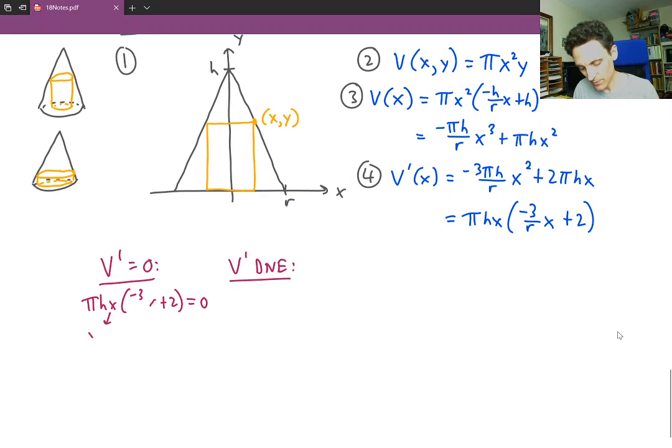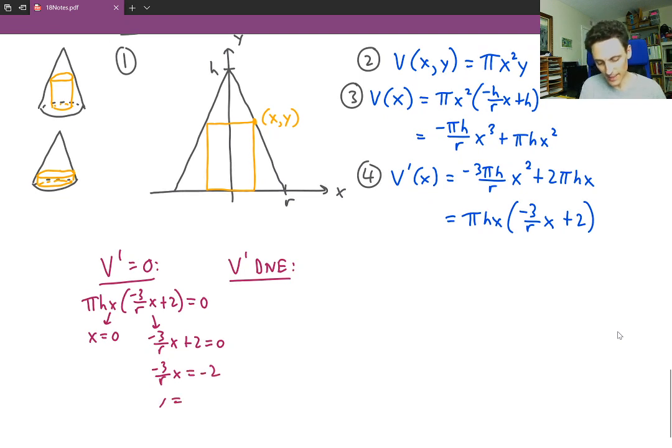Well, it's going to be 0 when x equals 0 for one thing. And then when negative 3 over r x plus 2 equals 0, so that's negative 3 over r x equals negative 2. So x equals, let's see, the negatives cancel, and then you multiply by the reciprocal. So we have 2r over 3.